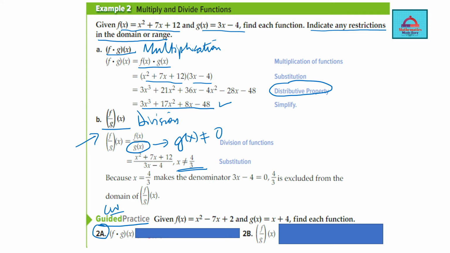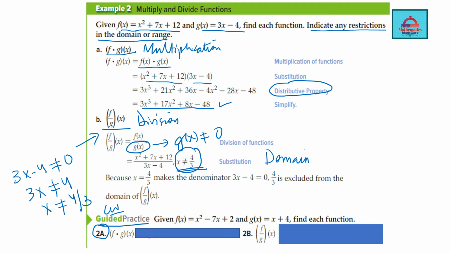Let's do division. For division, you are dividing the two functions. So when you divide, you write it in this way and you say that the denominator cannot be 0. So the denominator is 3x minus 4. This cannot be 0, which means 3x cannot be 4, which means dividing by 3, x cannot be 4 by 3. So that's the restriction on the domain. So what is the restriction? The domain cannot have the point x equal to 4 by 3. So 4 by 3 is excluded from the domain of division. You remove that point because at that point the function is not defined.